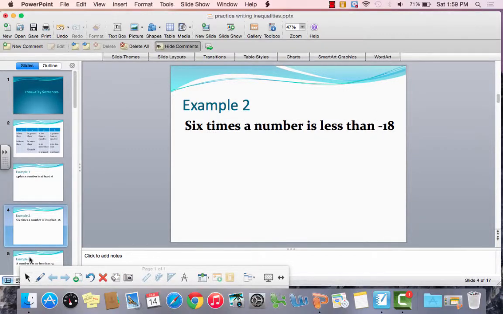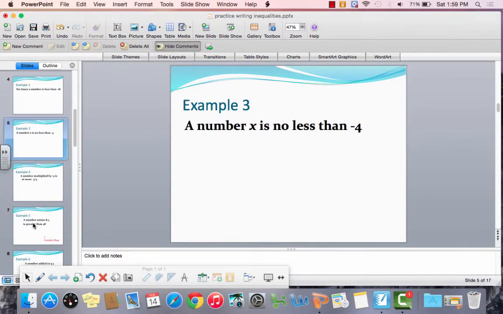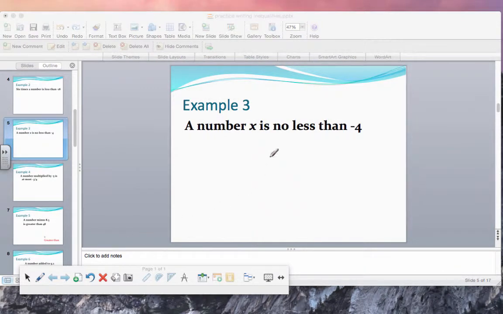So let's look at this sentence here. A number x is no less than negative 4. All right, so again, here's my word is. Right next to is, I see the statement no less than. And this time, there's no actual operation here. So I just have x. No less than means that it's either going to be equal to negative 4 or it's going to be greater than negative 4. So my inequality will be x is greater than or equal to negative 4.